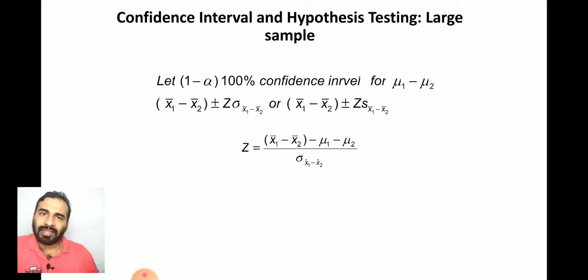Then you reject or accept the null hypothesis. So this would be the procedure of testing whether the mean difference between two populations is significant or not. So we will follow the same 5-step procedure here in this situation also.